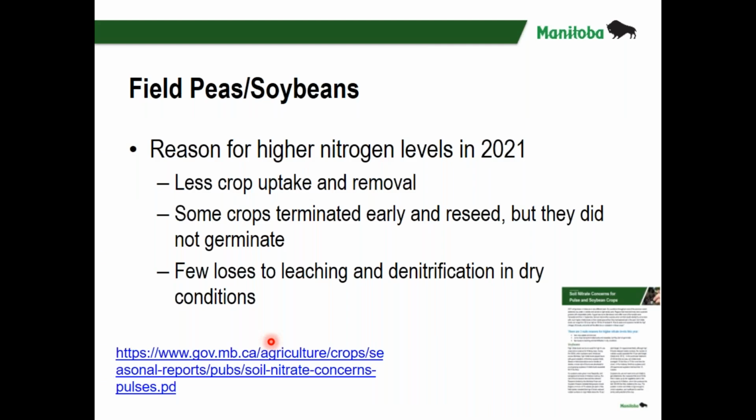Next, I'd like to roll into some of the issues we've had this past year. There have been reports of high nitrogen levels in soil tests. Some of the reasons for those high nitrogen levels: less crop uptake and removal. Some crops were terminated early and then reseeded but did not germinate. And there were a lot fewer losses to leaching and denitrification because of the dry year. John Hurd and I put together a fact sheet you can find at this website here. It goes into a little more detail about some of the things to look at for this year, but here are the quick points.